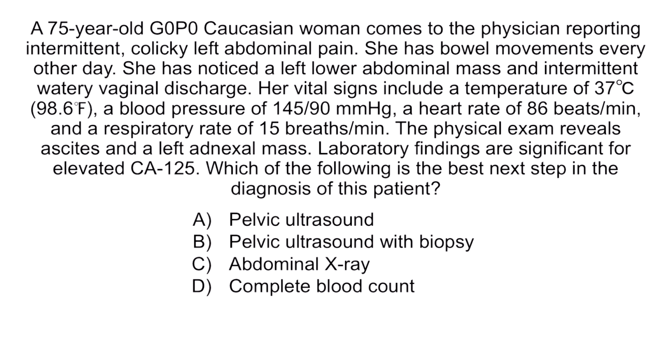A 75-year-old G0P0 Caucasian woman comes to the physician reporting intermittent colicky left abdominal pain. She has bowel movements every other day. She has noticed a left lower abdominal mass and intermittent watery vaginal discharge. Her vital signs include a temperature of 37 degrees Celsius, a blood pressure of 145 over 90 millimeters of mercury, a heart rate of 86 beats per minute, and a respiratory rate of 15 breaths per minute. The physical exam reveals ascites and a left adnexal mass. Laboratory findings are significant for elevated CA-125.